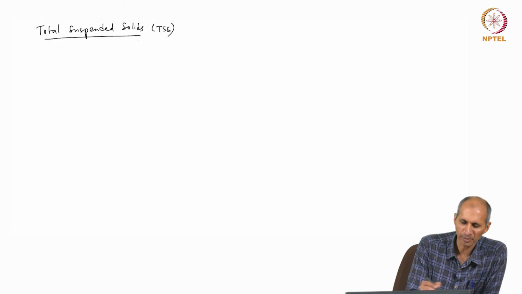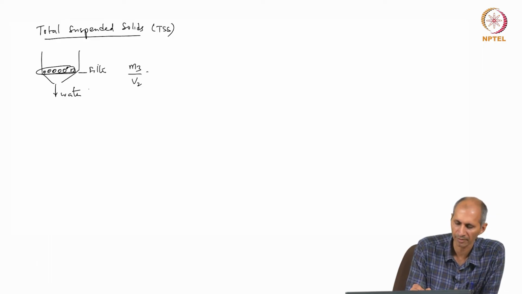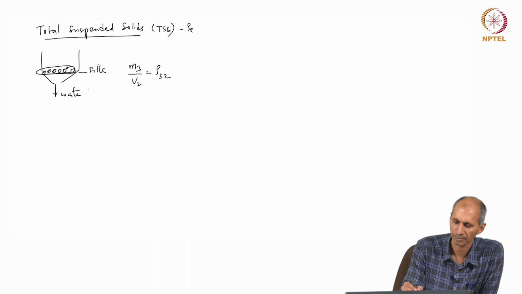When you say total suspended solids, we are taking a water sample and filtering it through a filter paper, and all the solids are trapped on it and you get water. Then the mass of solids collected on the filter divided by the volume of water will give you TSS. This is total suspended solids.